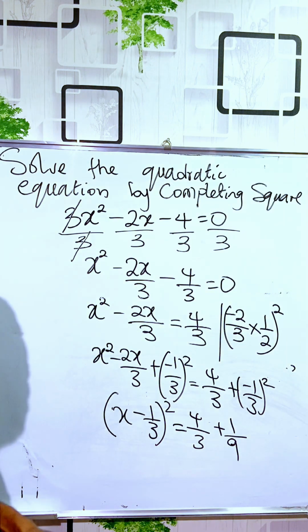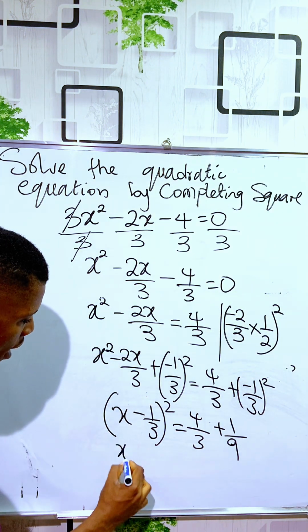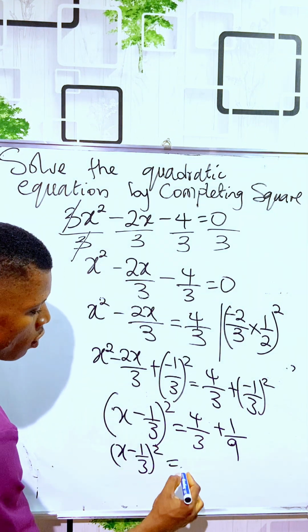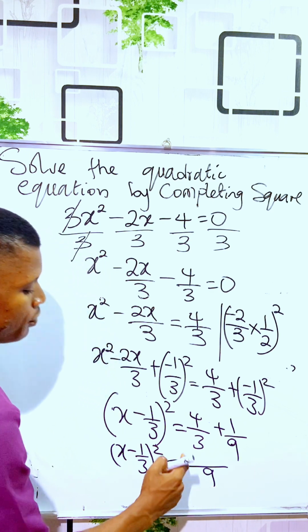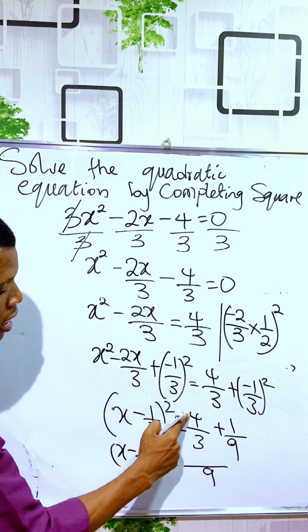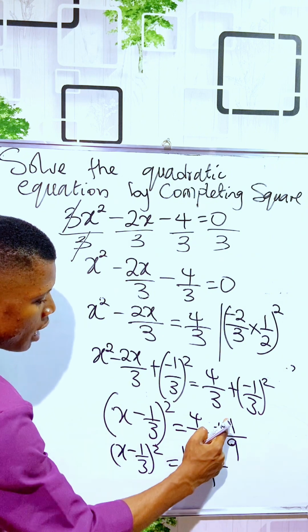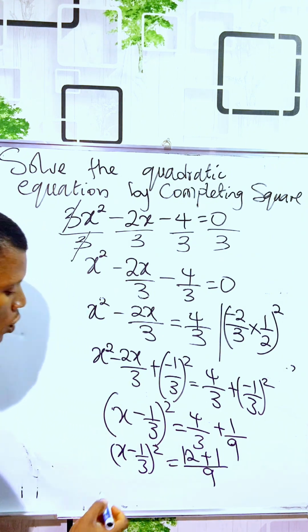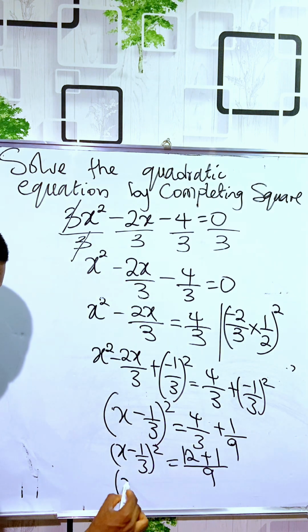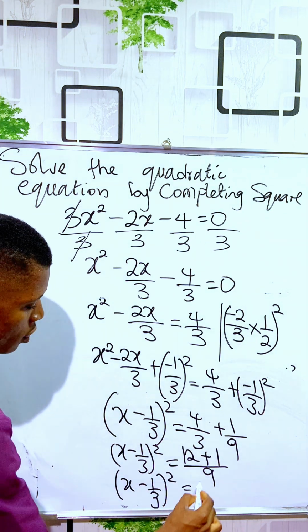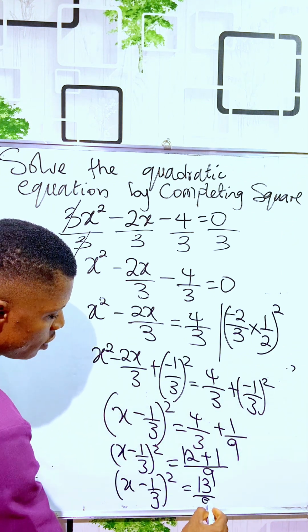So here, you can now see that we add this side. To add it, you have x minus 1 over 3 all squared is equal to, LCM is 9. 3 divided into 9 is 3, times 4 is 12, plus 9 divided by 9 is 1, times 1 is 1. So you have x minus 1 over 3 all squared is equal to 13 over 9.